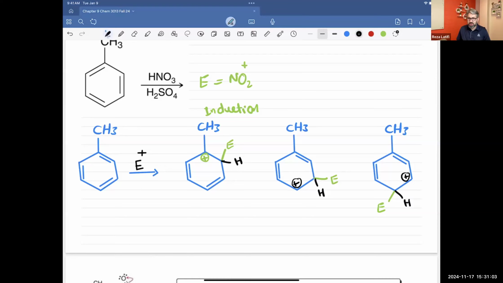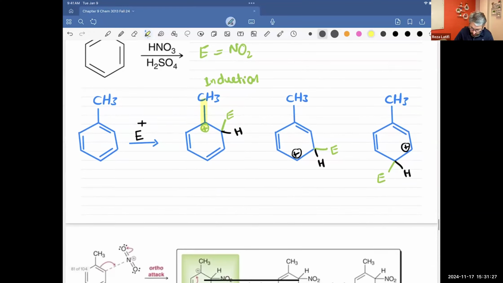The lower the activation energy is, the faster the reaction will be. I have three carbocations. One has a positive charge close to the methyl, and close to the methyl it looks really stable. The next one is way farther from it, with the positive charge in the para position. And the last one has the positive charge in the meta position. Now the first one we got through ortho attack. This one through meta, and the last one through para attack.